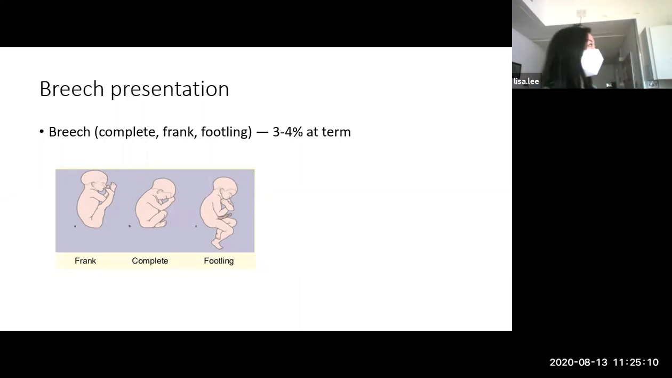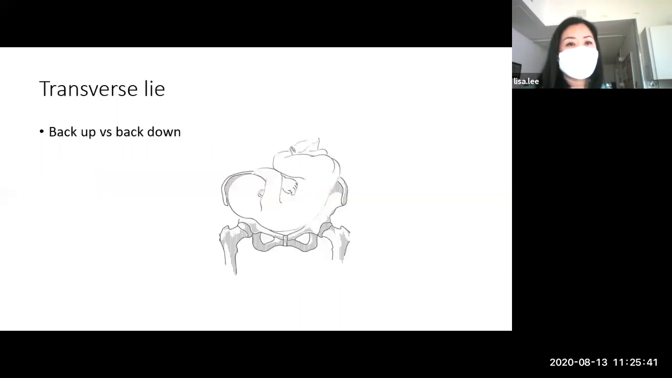37, 38. Why not earlier, if the baby's smaller and the chance of a successful version is better? Because they have a higher risk of turning again and becoming breech again, and you have to be prepared for an emergency C-section, and the risks outweigh the benefits under 37. Right, so you would be possibly delivering a preterm baby. Right, okay, good.